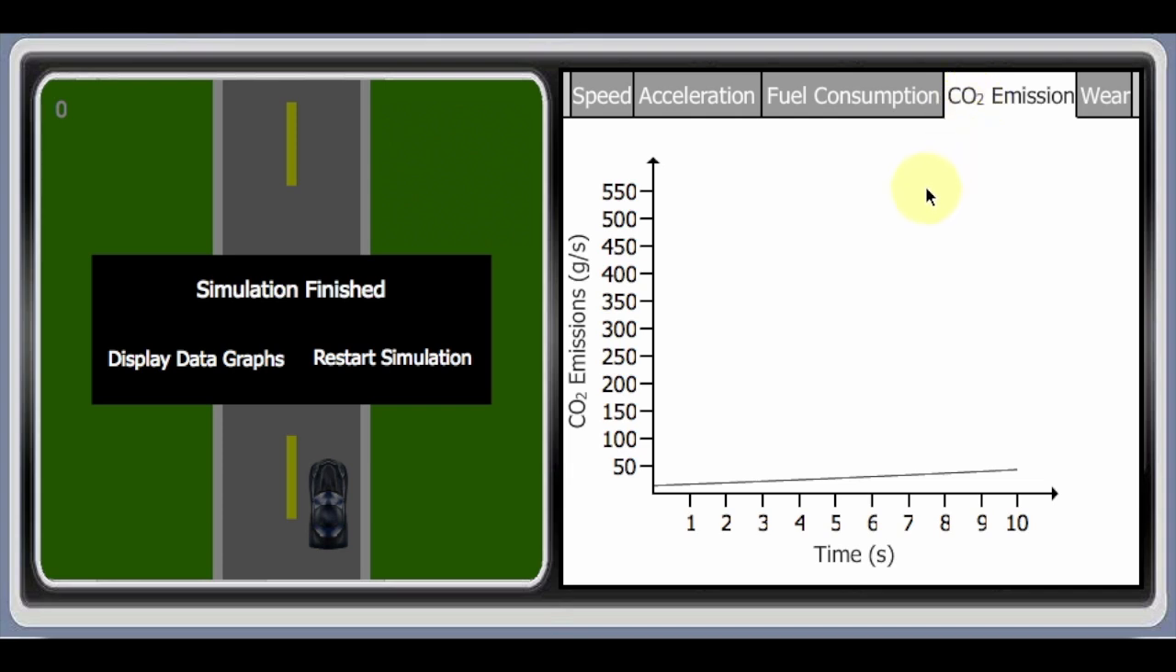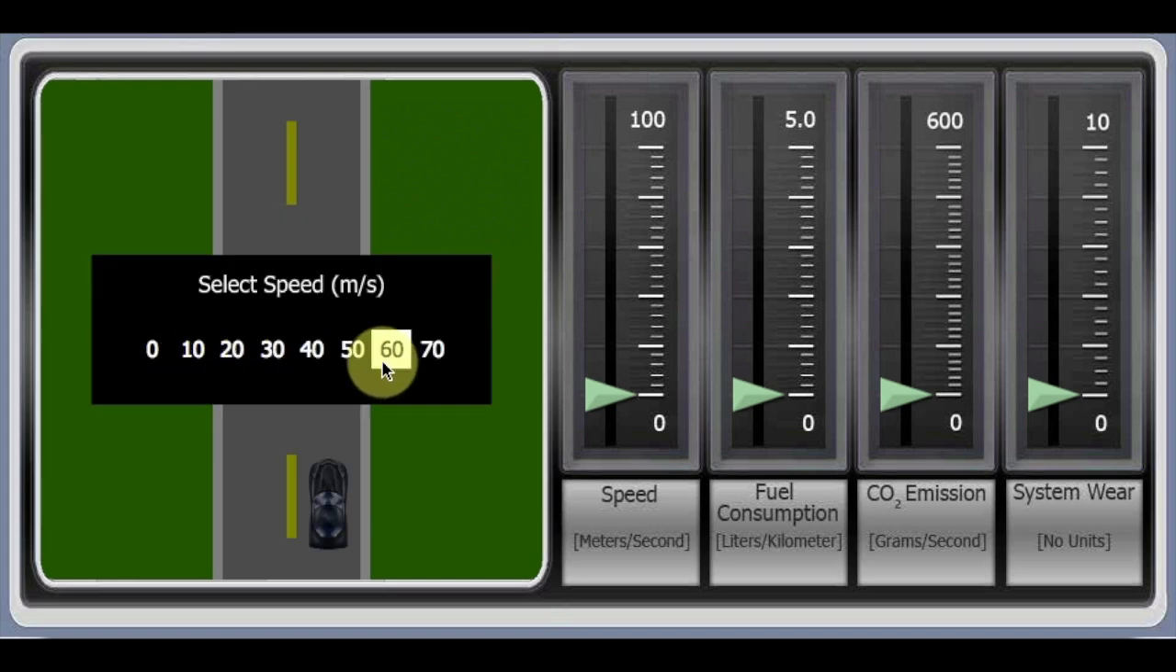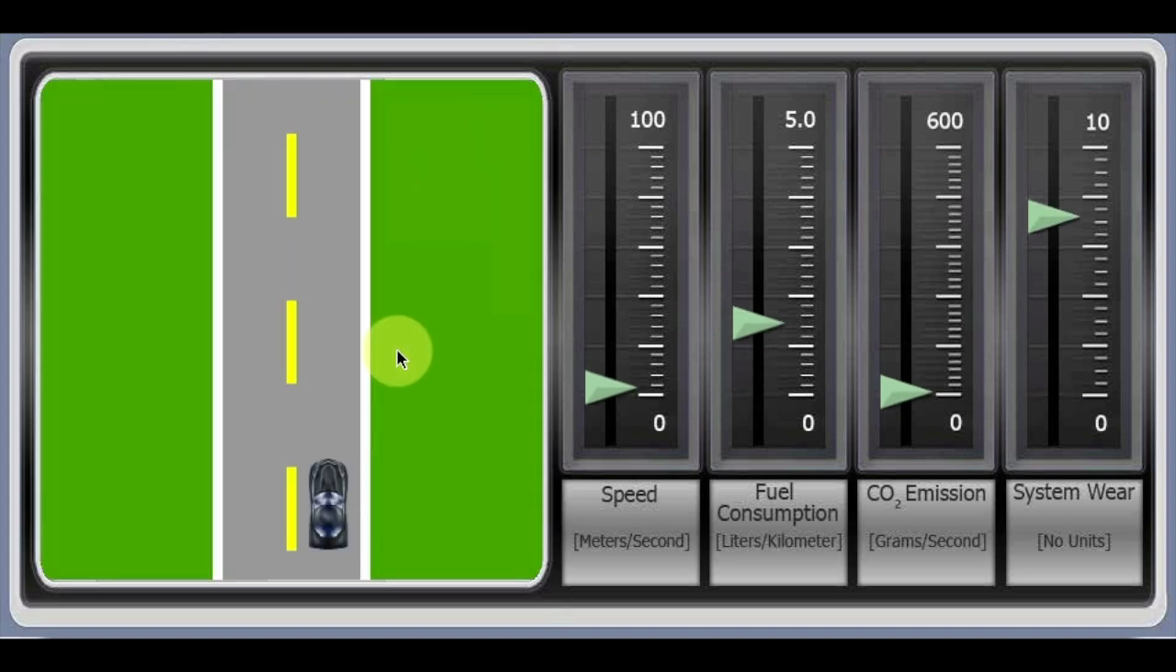Doing a single test is rarely enough to find meaningful trends or patterns. Click on Restart Simulation to change the weight, shape of vehicle, speed, and acceleration to find their effect on fuel consumption, carbon dioxide emission, and the wear on the various systems of a vehicle.